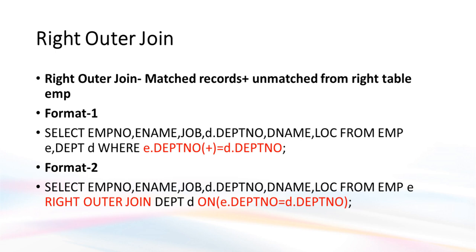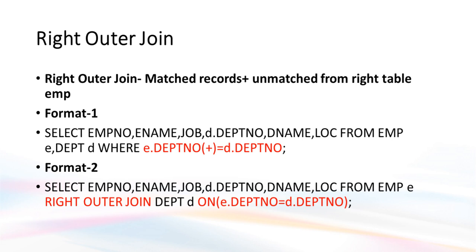Now if I see the second one: select emp number, ename, job, d dot department number, dname, location from emp e, alias, right outer join department d. So we are joining emp and department. On here we need to specify the condition, e dot department number equal to d dot department number.